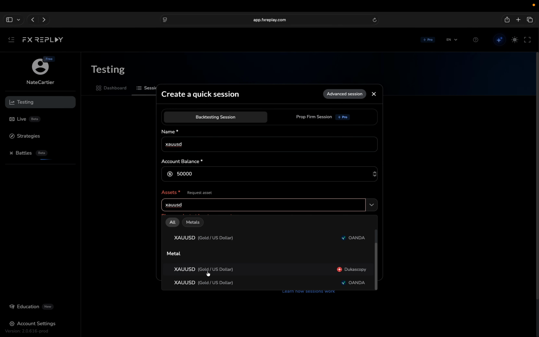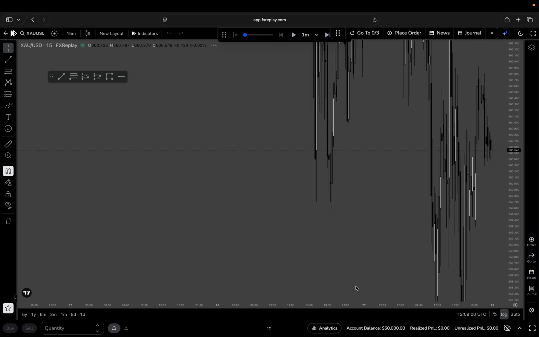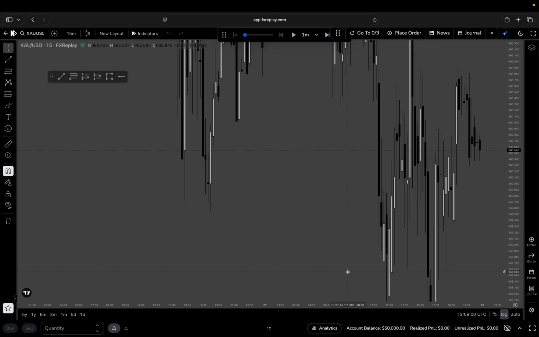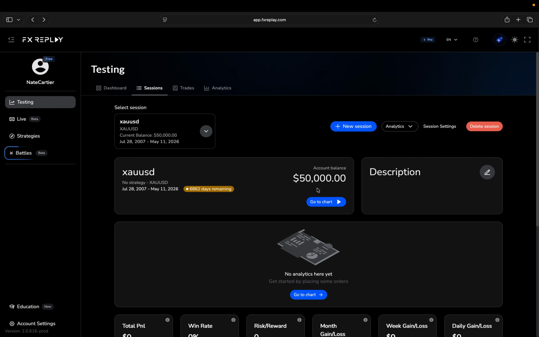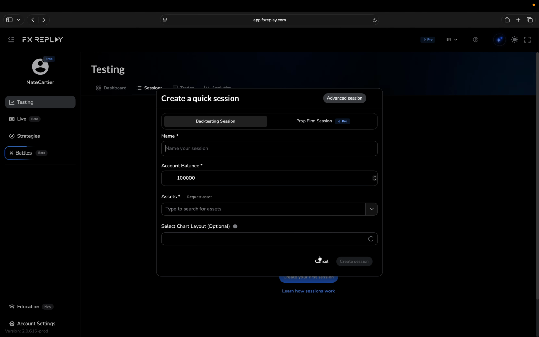USD. Okay, let's see where we land. Okay, we cannot do this. This is like ancient price action. 07. Yeah. Would have been 3 years old. Jeez. Okay. Let's try it again.